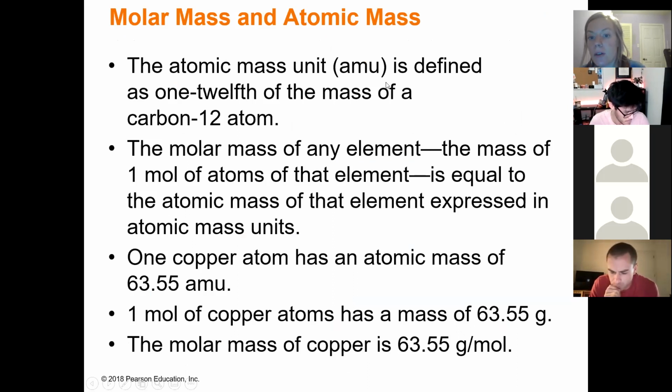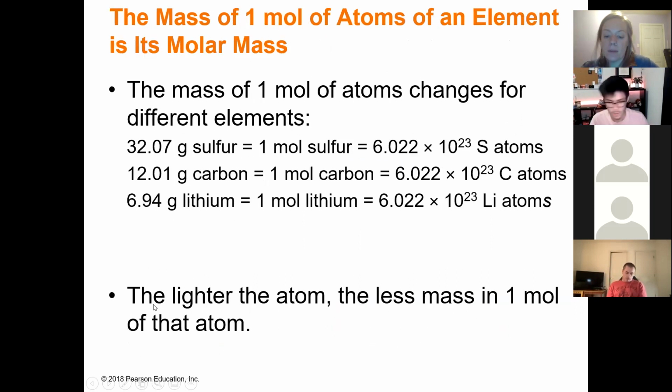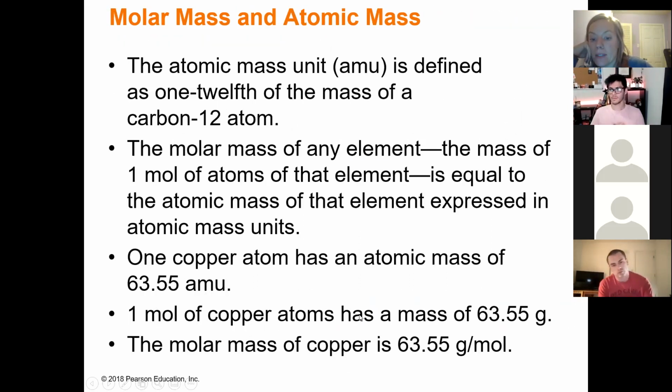So the atomic mass unit, or the AMU, is defined as 1/12 of the mass of a carbon-12 atom. Again, this whole idea of it being surrounded around carbon. Let's look at copper. So find copper on your periodic chart, and we'll see that copper has an atomic mass of 63.55 AMUs. That is also telling us that one mole of copper atoms has a mass of 63.55 grams. Another way to write it is in molar mass, where we would say 63.55 grams per every 1 mole.